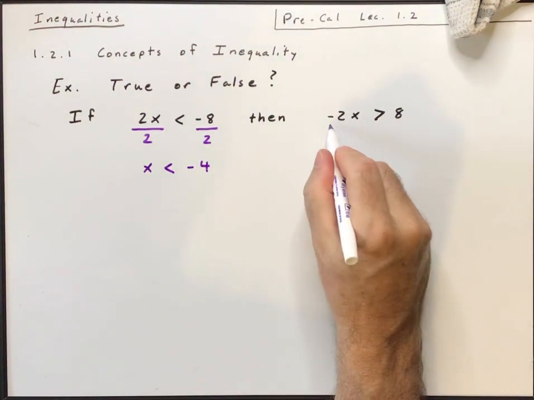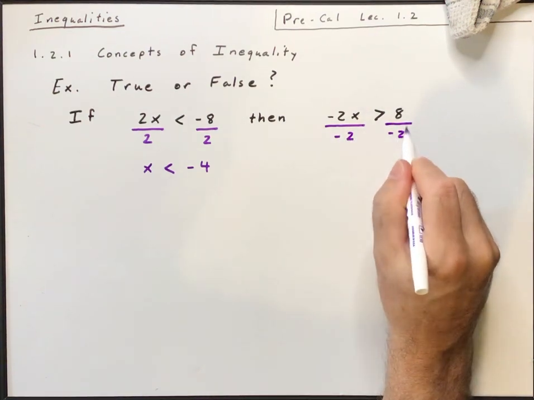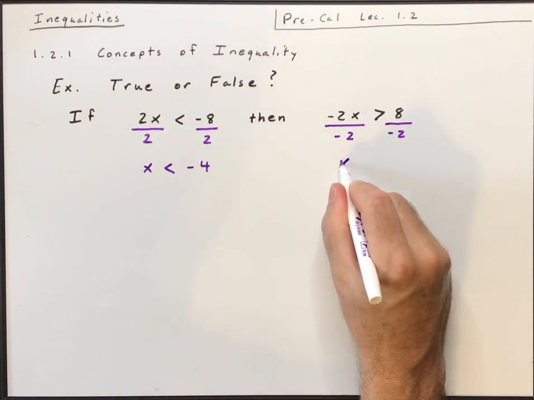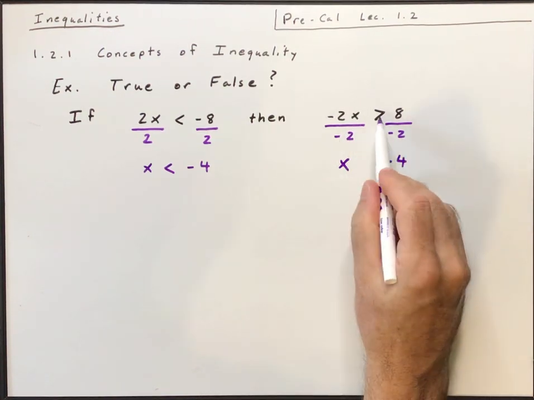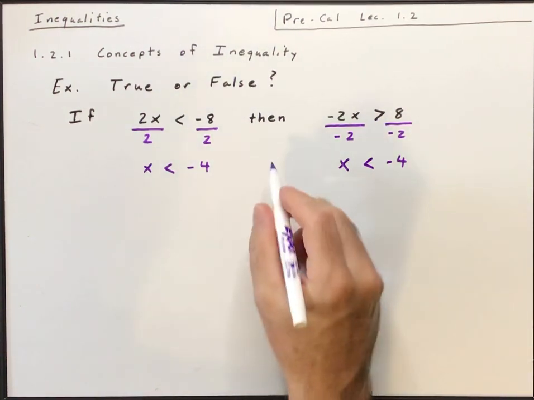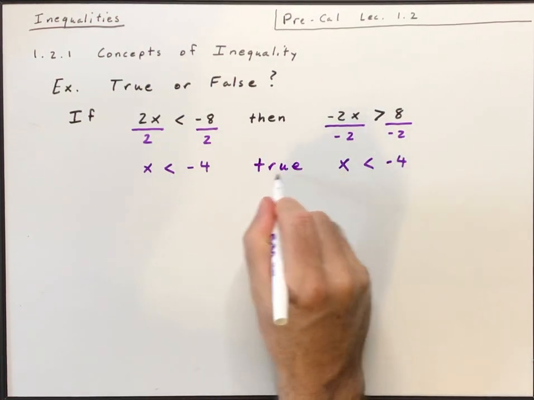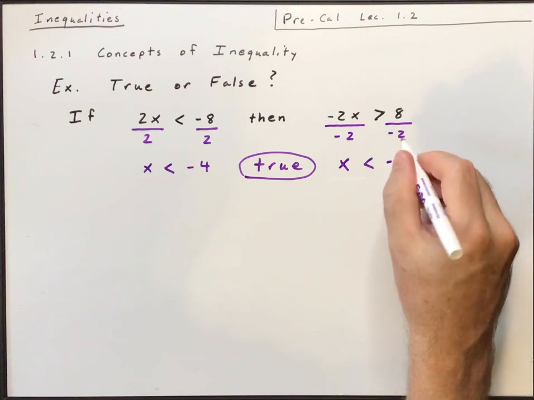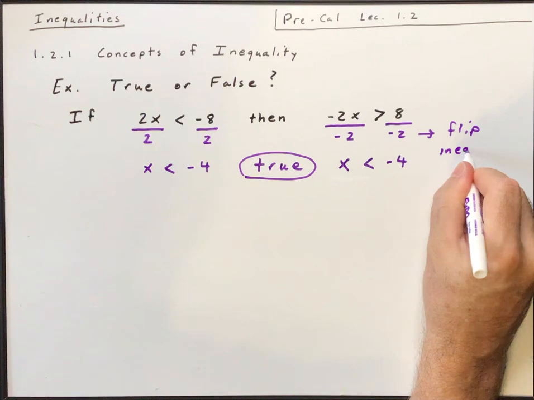Now on this side, we want to divide both sides by negative 2. So if we do divide both sides by negative 2, we would have x and then negative 4. But we're dividing by negative 2, so what do we do with the inequality? We flip the inequality. So they're both x is less than negative 4, so the answer is true. So don't forget to flip the inequality.